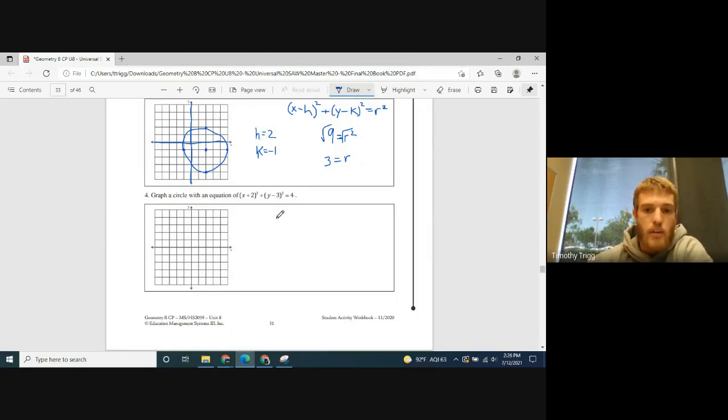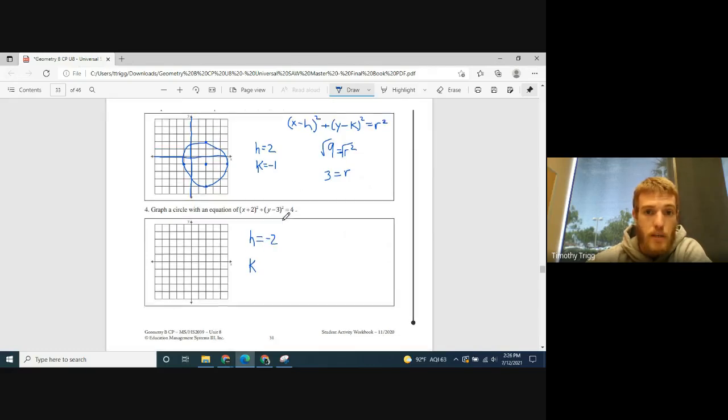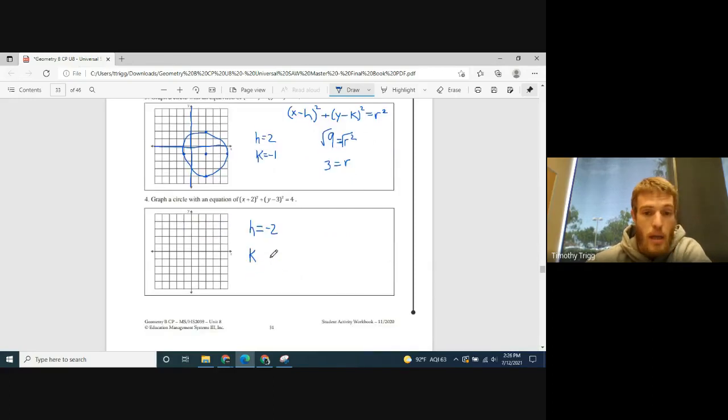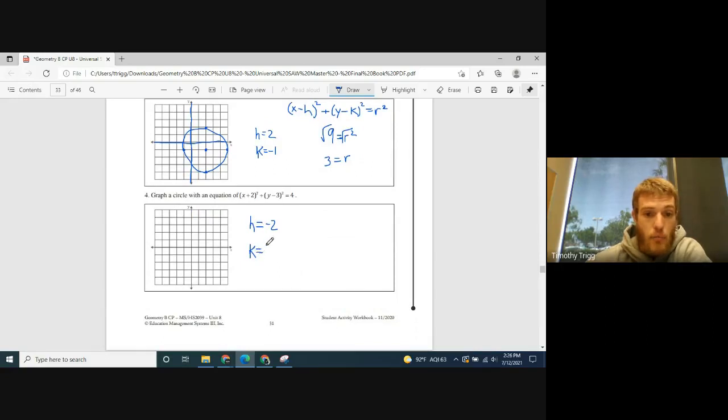Let's see if we can do the next one here. So in this one, what's my h and what's my k? Remember, it's x minus h. So that means my h is negative 2, because it's x minus negative 2 to make the plus 2. And my k is 3. So I know the center of my circle should be at negative 2, 3.